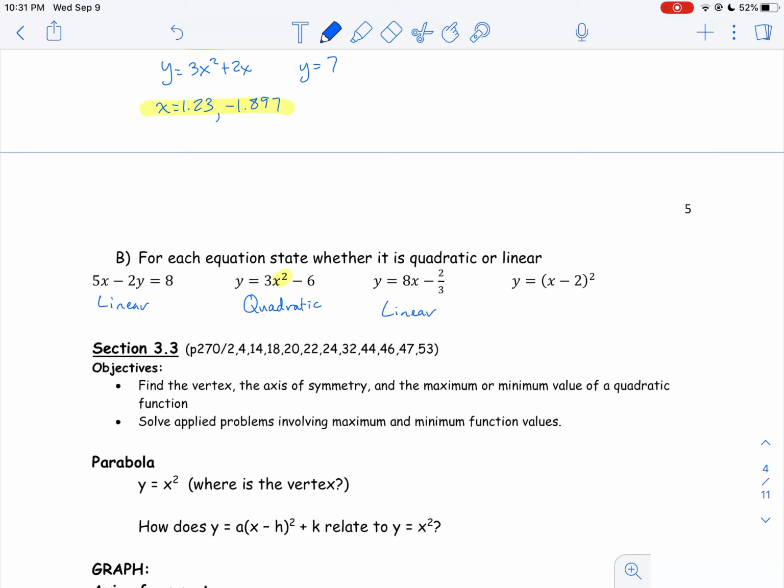Now this one might throw you. It looks like it's just an x, so you might say it's linear. But if you imagine distributing out this x, you see you're going to get an x squared here. So this one is quadratic.